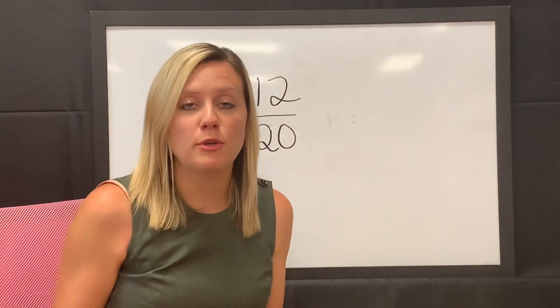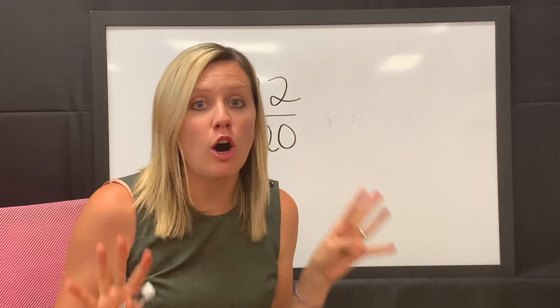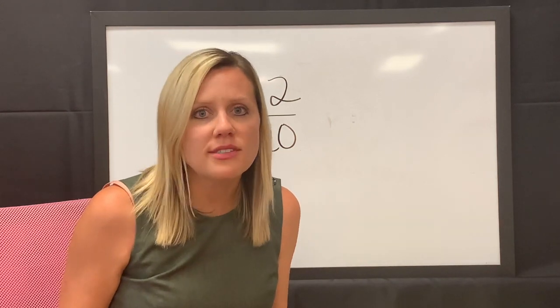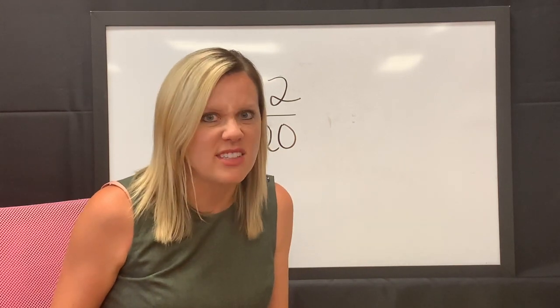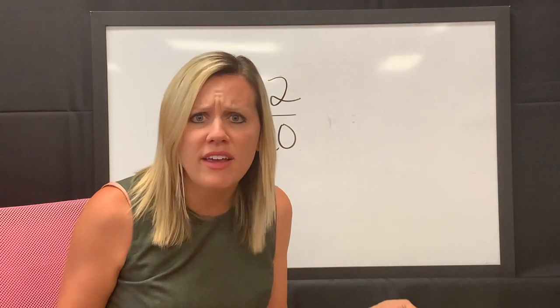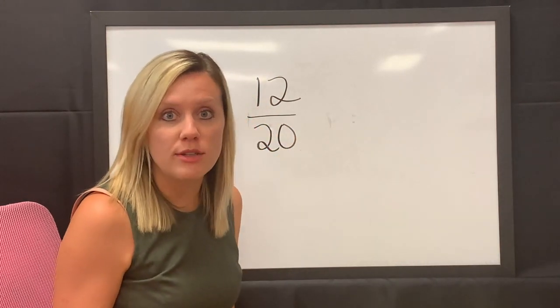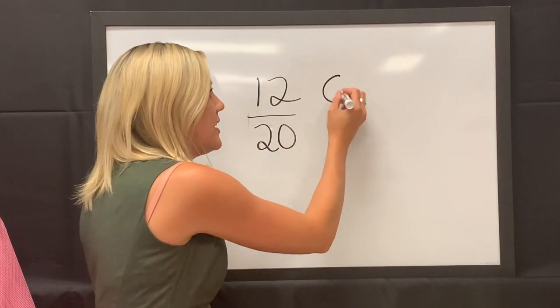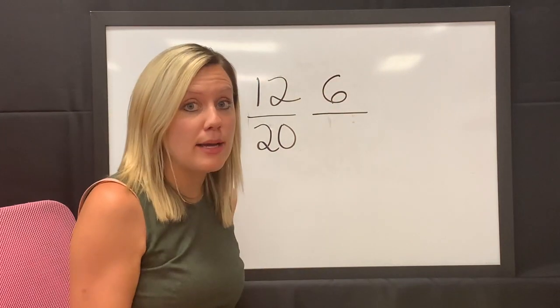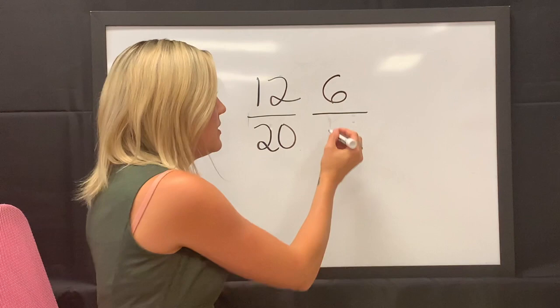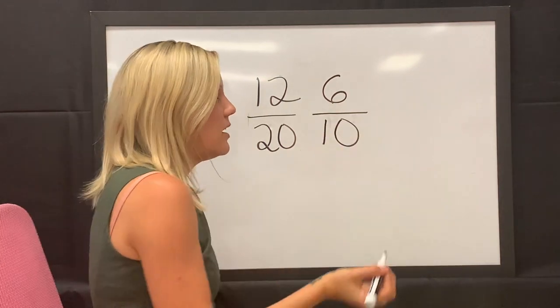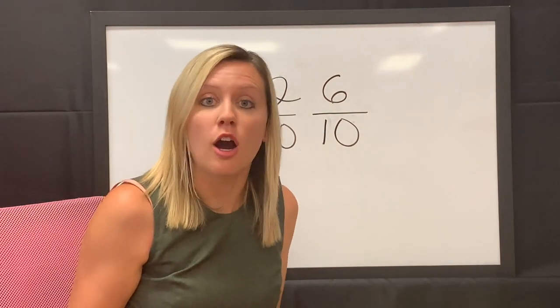If both of your numbers are even, 2 always goes into it. 2 is kind of my go-to number, okay? So 2 goes into so many numbers, all even numbers. So you might think, how many times does 2 go into 12? 6 times. How many times does 2 go into 20? 10 times. And then we ask ourselves, are we done?